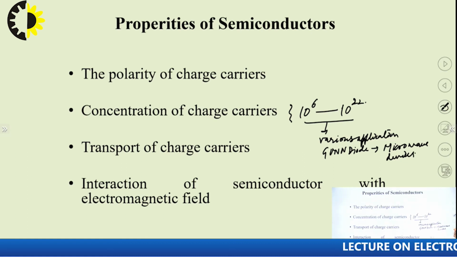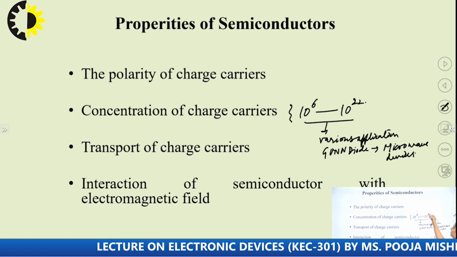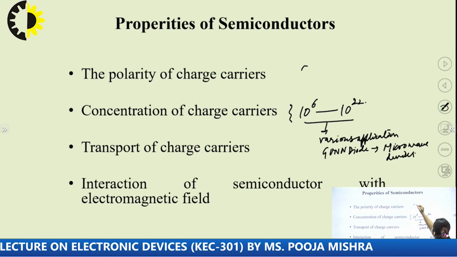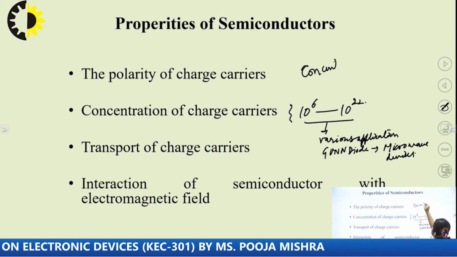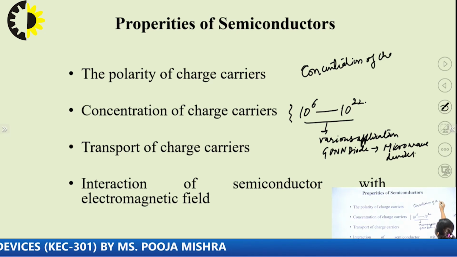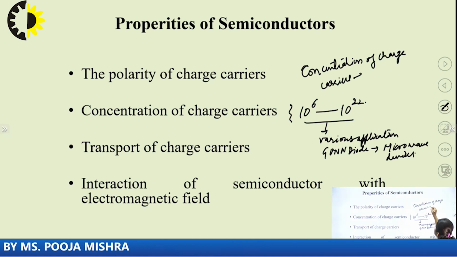The second point is the concentration of charge carriers, because it has a wide range of concentration of charge carriers. What does concentration mean? It is the number of charge carriers per unit volume.